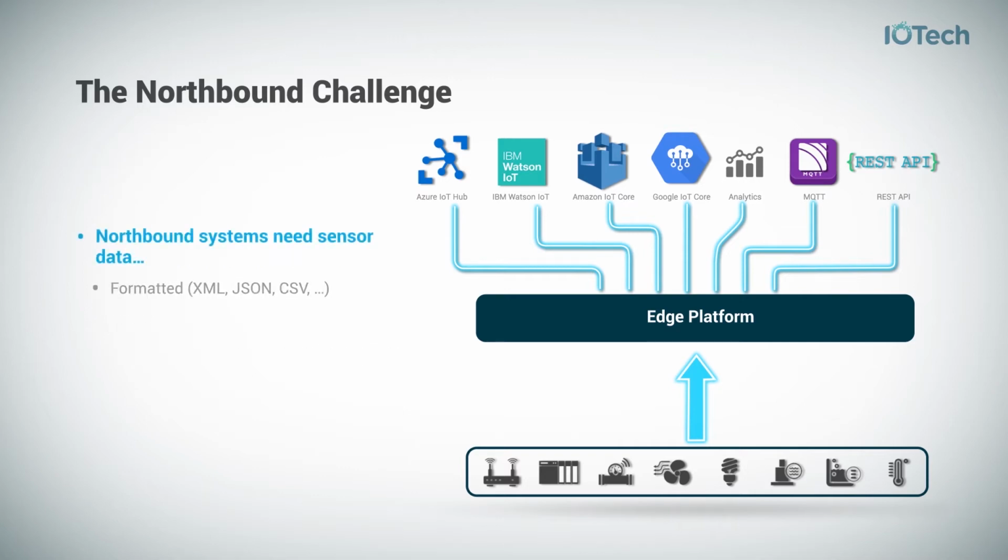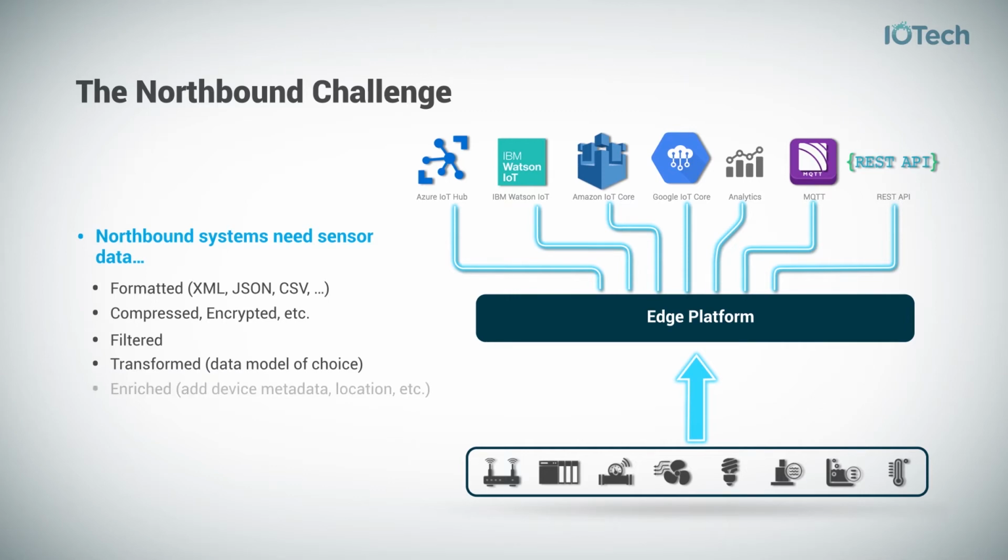They want the data formatted in a certain way, be it JSON, XML, CSV, and they want data organized into a model structure, sometimes proprietary model structures, for easy consumption. In order to support the scale and security of edge solutions, the data may also have to be compressed, encrypted, or even filtered. Why send every bit of data to the cloud if it is not all going to be used to derive intelligence? Some northbound systems want the edge data aggregated together or enriched for additional associated contextual information, like the location of the sensor that collected the information.